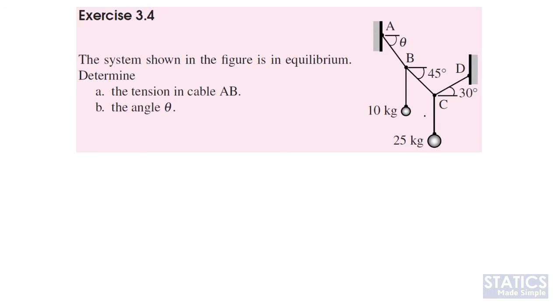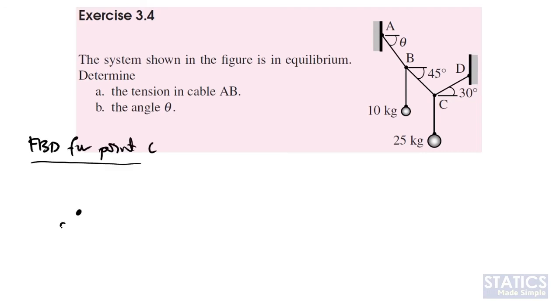If we count this as a cable as well, we will have 1, 2, 3, 4, 5 cables with 5 different values of tension within the cables. So we'll start off with point C. That means we want to draw the free body diagram of point C.